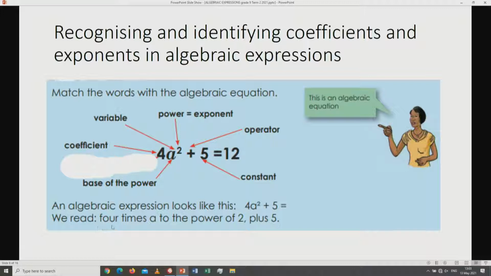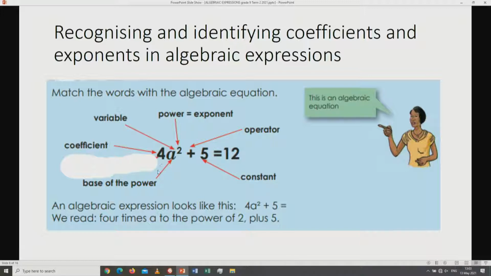We read it as 4 times a to the power of 2 plus 5. You say 4 times a to the power of 2 plus 5. We read it as that. We can say 4a to exponent 2, 4a exponent 2 plus 5. That is how we read it.